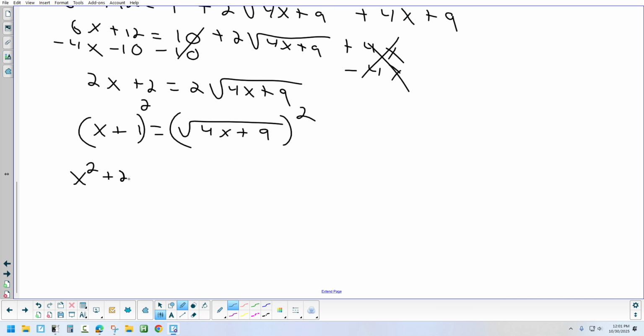x squared plus 2x plus 1. Don't square the x and square the 1. That's not how you square a binomial. You've got to use the double distributive property. So x squared plus 2x plus 1 equals 4x plus 9. And now we're down to what kind of equation?